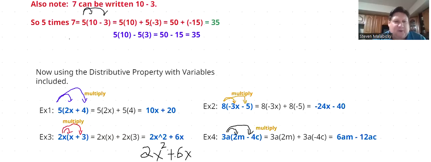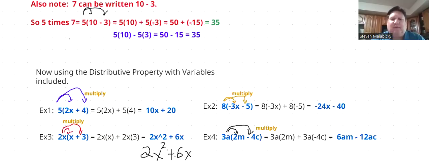And you can see with these little arrows what I'm doing here. I'm multiplying the 5 times the 2x and putting a plus sign in the middle, and then multiplying the 5 times 4. 5 times 2x is 10x. 5 times 4 is 20. So the answer is 10x plus 20.